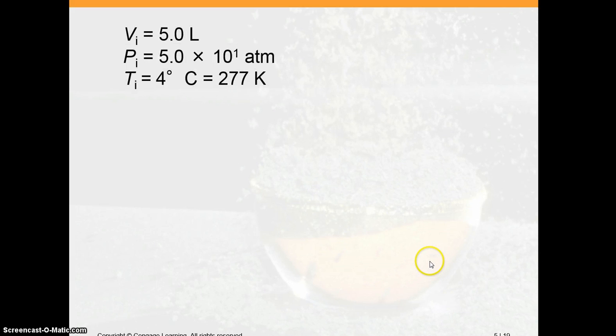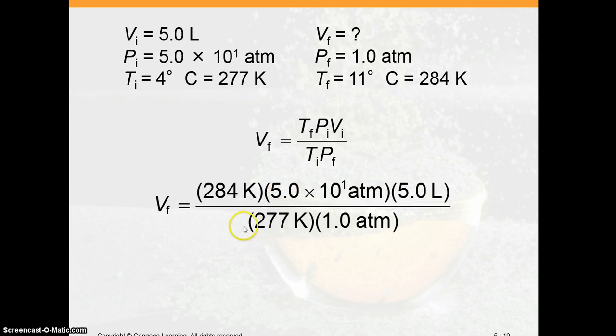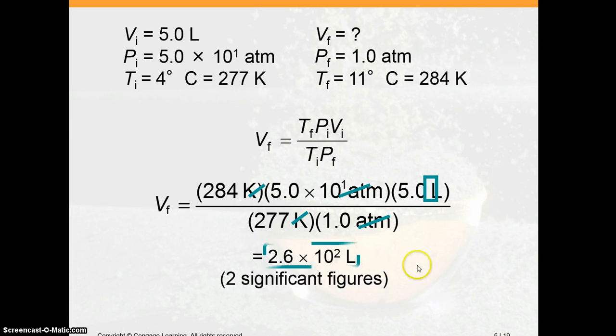So I'm going to plug these into my equation, and your textbook rearranges it before it substitutes in. You don't have to do that, just whatever you're comfortable doing. But the mathematics wouldn't change. Notice all the units cancel out except the one for volume, which is the liter that you're given in the problem.